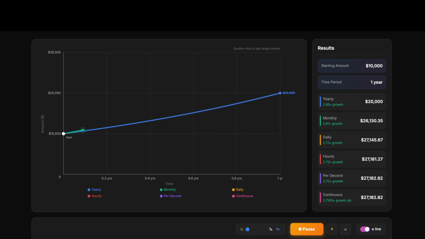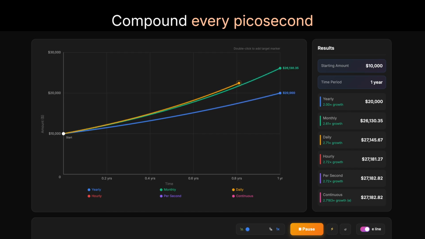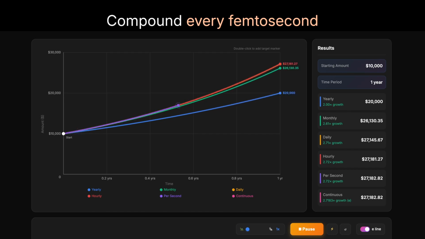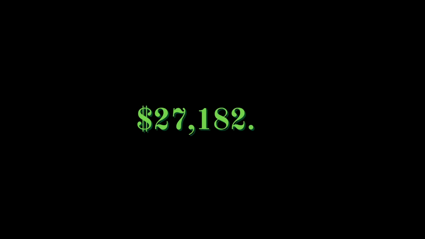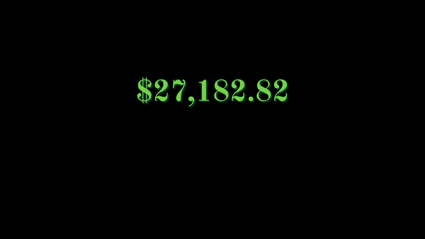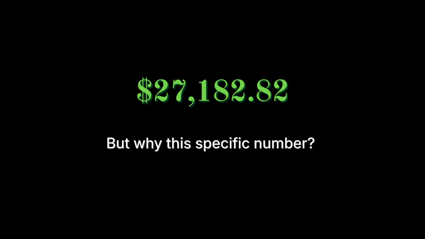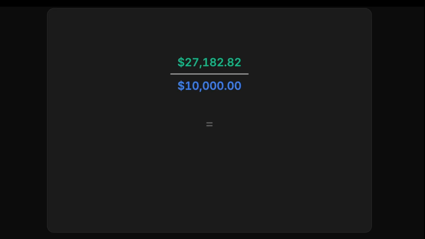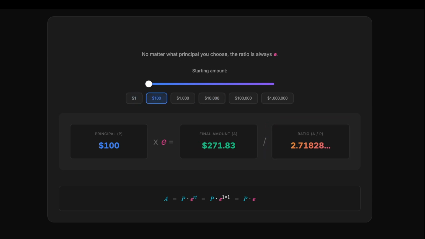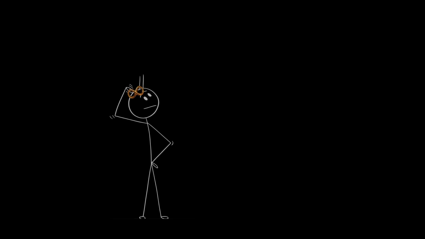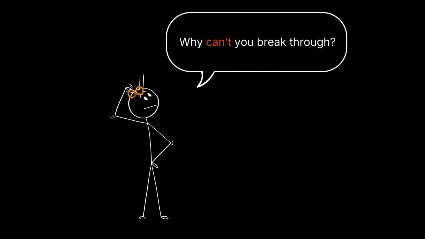No matter how hard you push, every picosecond, every femtosecond, your $10,000 refuses to become $30,000. It slams into a ceiling at exactly $27,182. But why that specific number? Divide by what you started with and you get 2.718. Same multiplier every time. But why can't you break through?